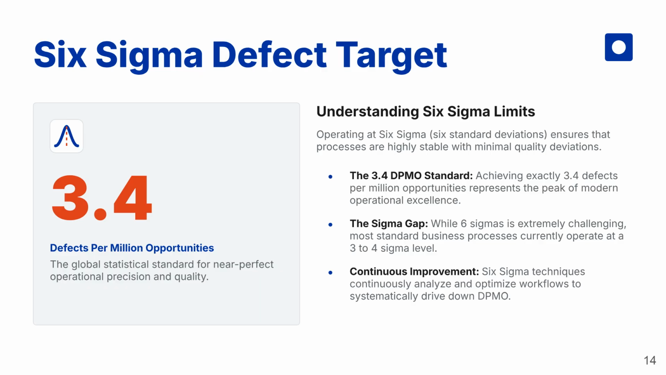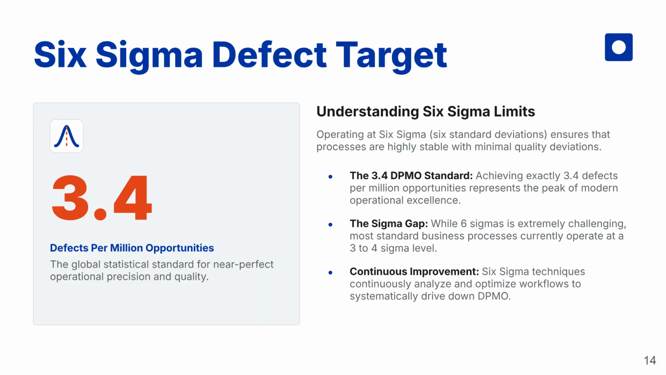The same concept applies to manufacturing. Imagine a factory producing 1 million electronic chips. A Six Sigma process would produce only a handful of defective chips, while a lower quality process could generate thousands of faulty products, increasing production costs and reducing customer trust.